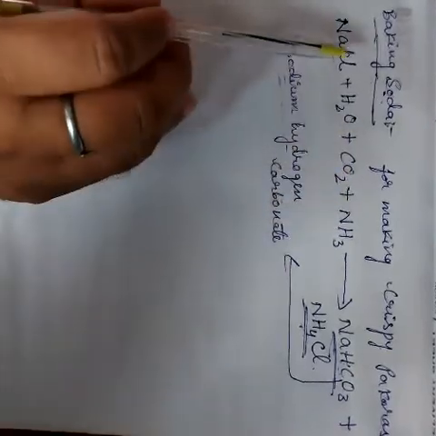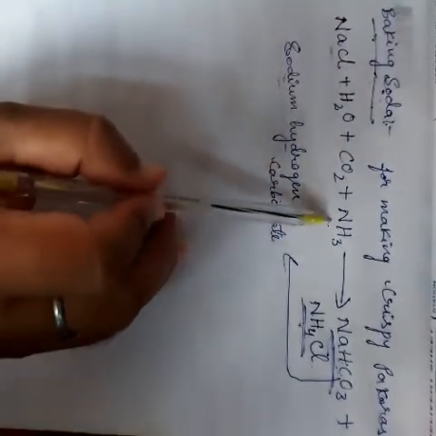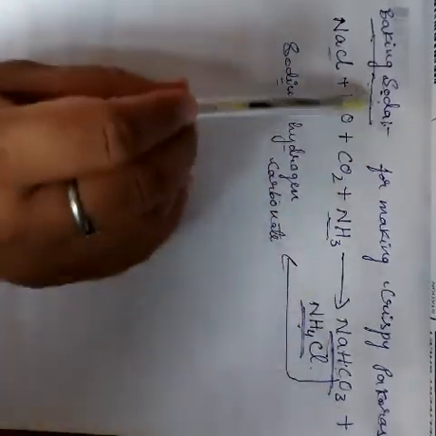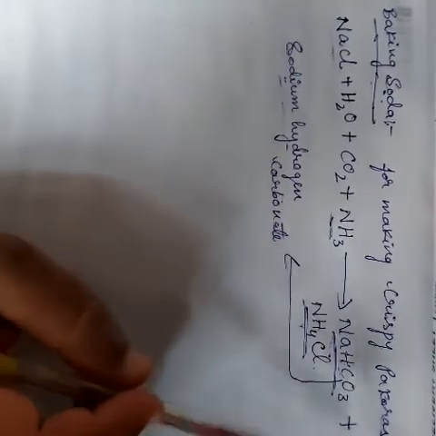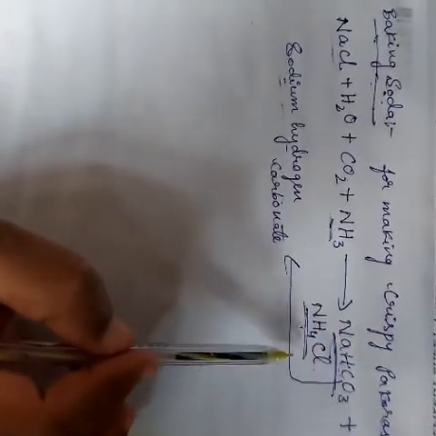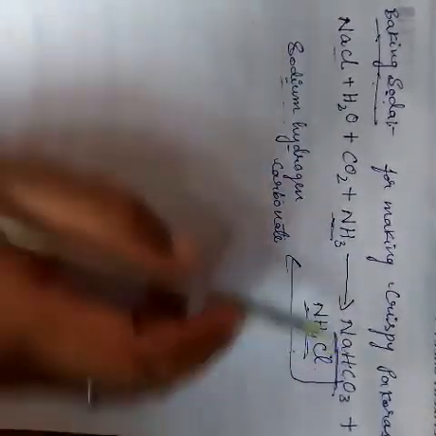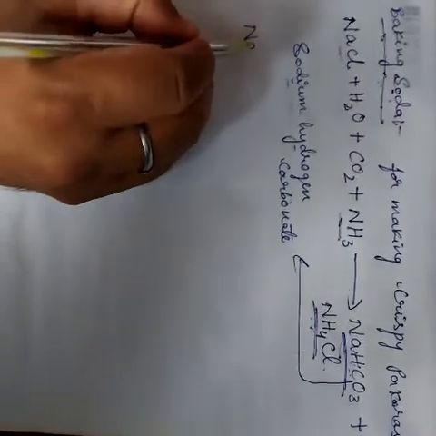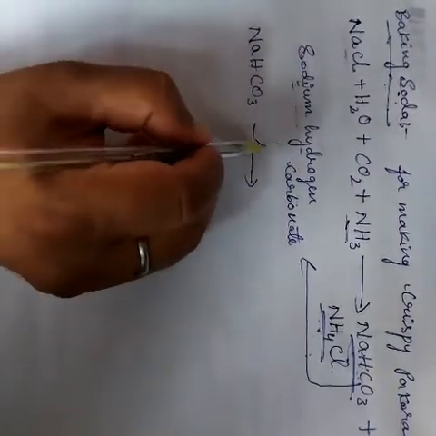How does it form? With the help of raw materials such as sodium chloride, water, carbon dioxide, and ammonia. The formation of this gives baking soda, that is sodium hydrogen carbonate, and another compound called ammonium chloride.